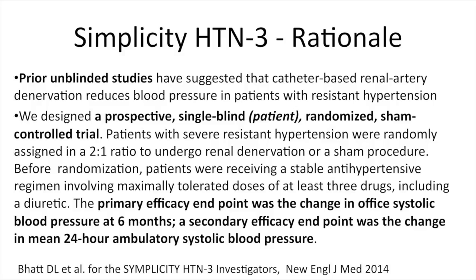Here we have an example, the Simplicity Hypertension 3 study. There have been prior unblinded studies before about renal artery denervation, and they have been positive, showing a reduction of blood pressure in patients with resistant hypertension. And the Simplicity Hypertension 3 study was a prospective single-blind study, so the patient was blinded, was randomized, and it was sham-controlled. The primary efficacy endpoint was the change in office systolic blood pressure at 6 months, and the secondary efficacy endpoint was the change in mean 24-hour ambulatory systolic blood pressure.